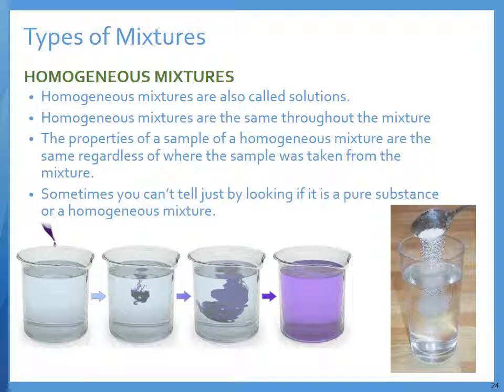Now, we can have homogeneous mixtures, which sometimes we also call solutions. A homogeneous mixture is one that is mixed throughout. So this picture here, at first it's not homogeneous, but once we put something in there and we mix it all together, now you can see the very last one, it's purple throughout. That would be homogeneous. Everywhere you took a sample from or everywhere you looked would look the same.